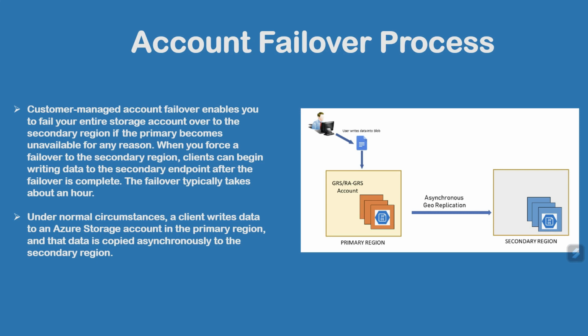Under normal circumstances, a client writes data to an Azure storage account in the primary region. As you can see in the picture, the customer is writing data to the primary region and it is being asynchronously replicated to the secondary region, which means there's a delay in the replication. It is not happening simultaneously. Let's move on.